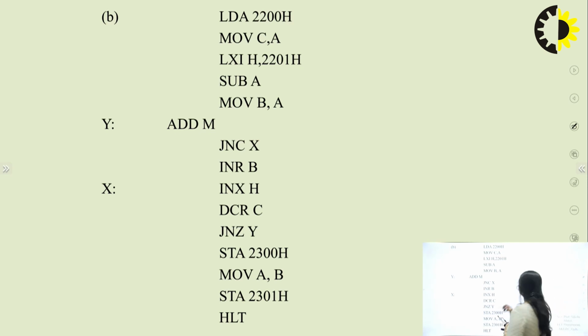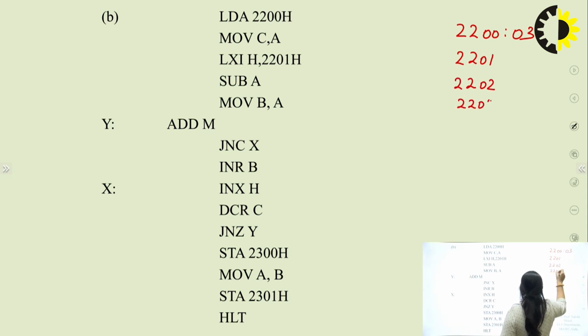Let's assume I have 2200. I have the length of the array as 03, then 2201, 2202, 2203, three inputs. Maybe FF, FF, and let's say 10.